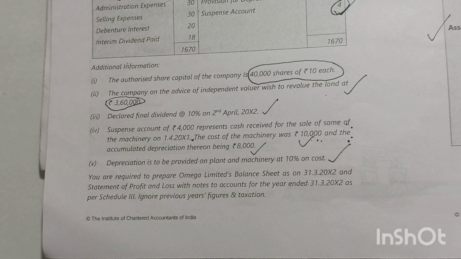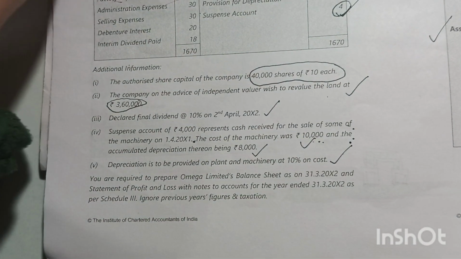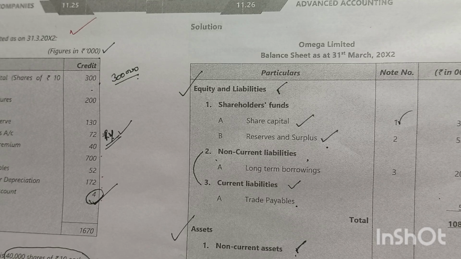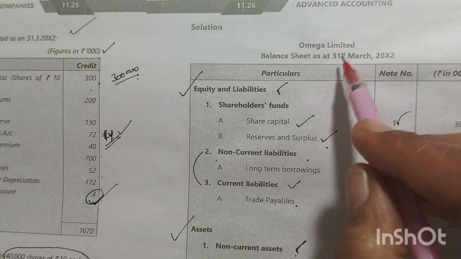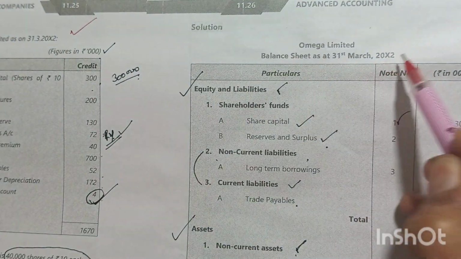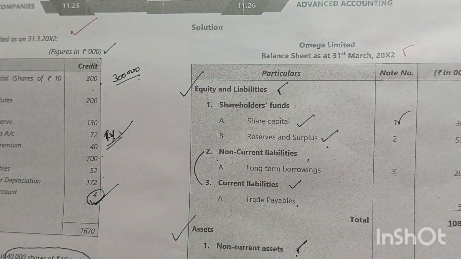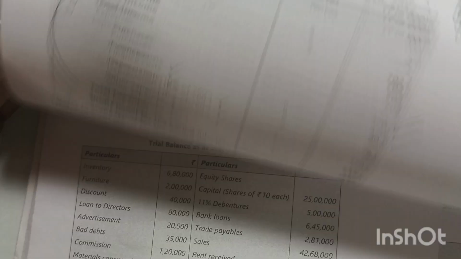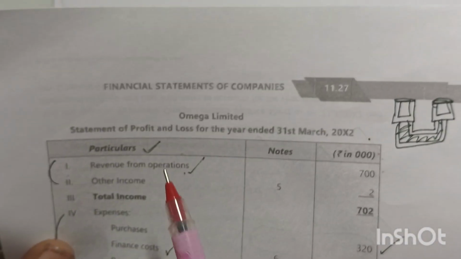First of all, I will discuss the format of the balance sheet with you all, and one difference between the P&L and the balance sheet. The balance sheet is prepared at a specific date, like here it is given: balance sheet as at 31st March 2002. So the balance sheet is prepared as at a date, like the year end date, as at 31st March. But the P&L is prepared for the year.